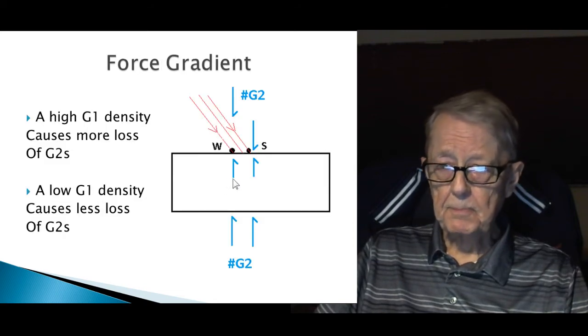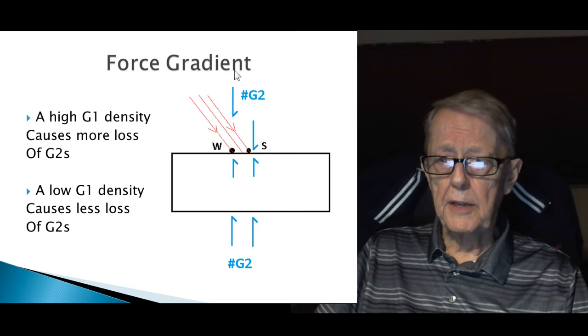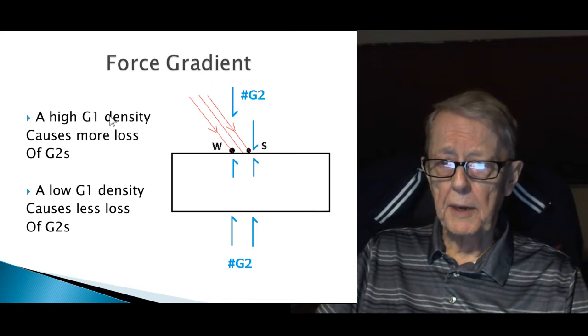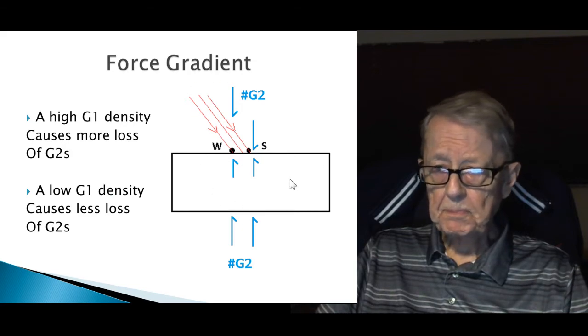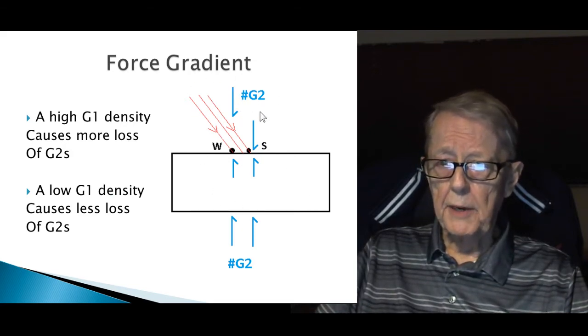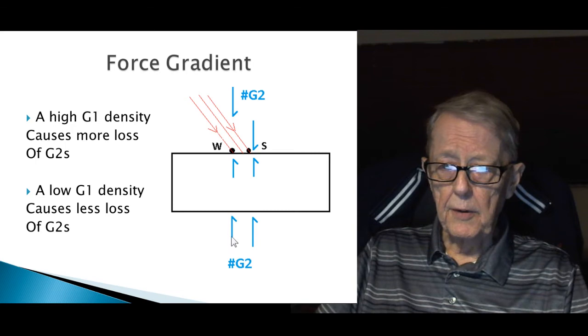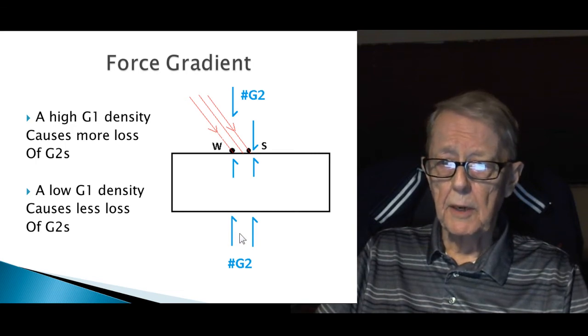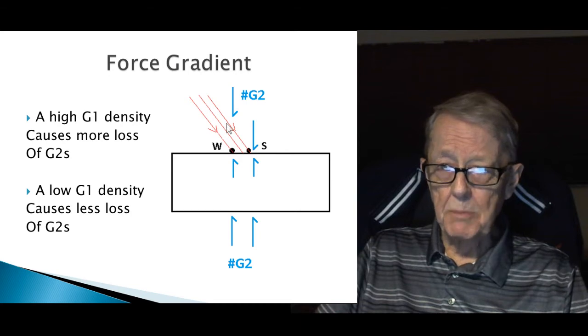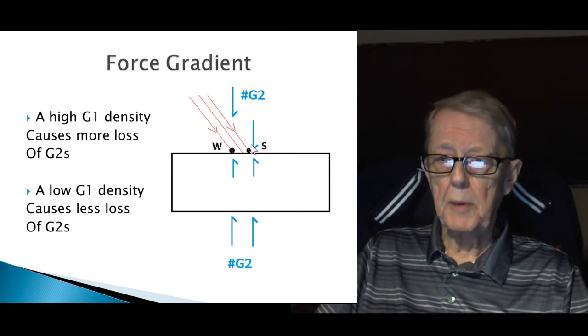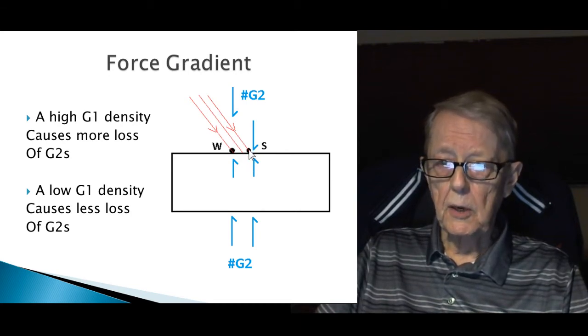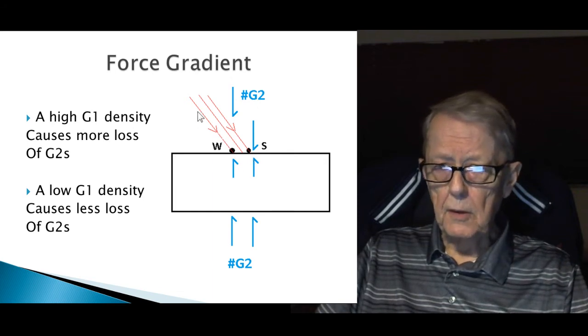Force gradient. So now we're going to look at the number of G2 particles coming into this system. It's an isolated system. The number coming in here and the number coming here and here and here, they're all the same number of G2 particles coming in. And of course, this is the G1 light stream coming in. I'm going to take a look at these two peaks of light, which start up here and move down to here.